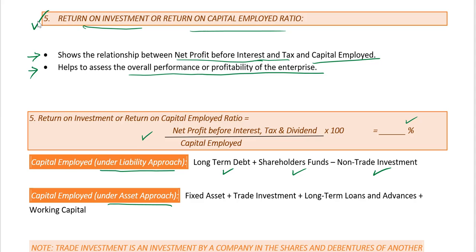Using the asset approach, we can arrive at the capital employed by using the formula fixed asset plus the trade investment plus long-term loans and advances plus working capital. We will recall here that the working capital is nothing but current assets minus the current liabilities.